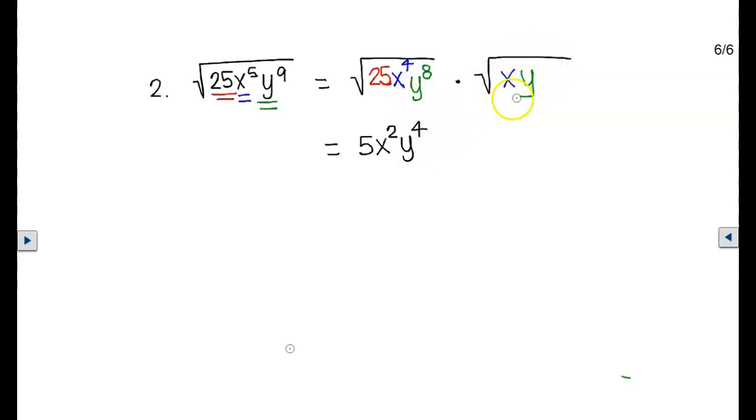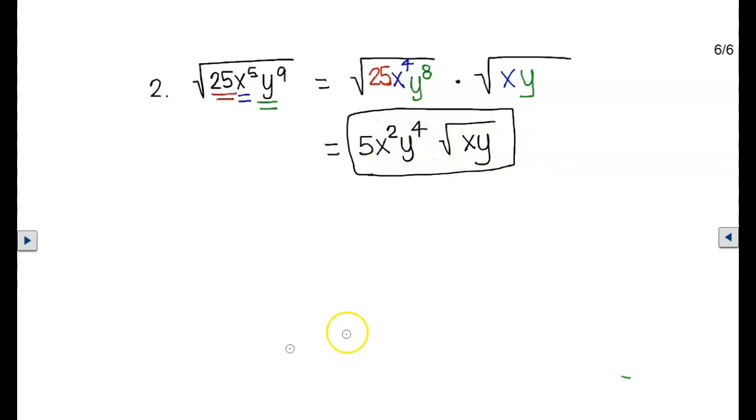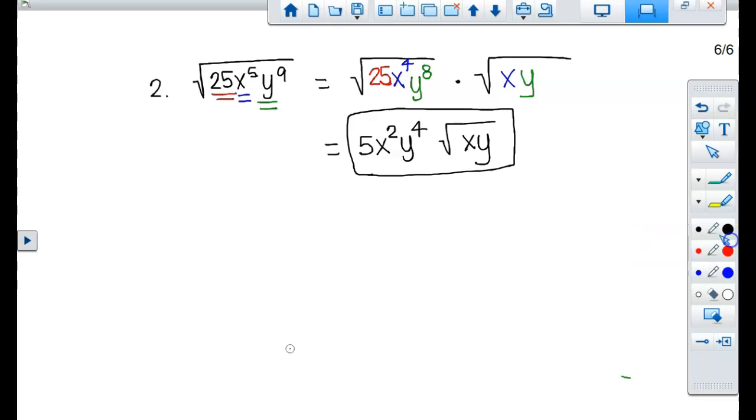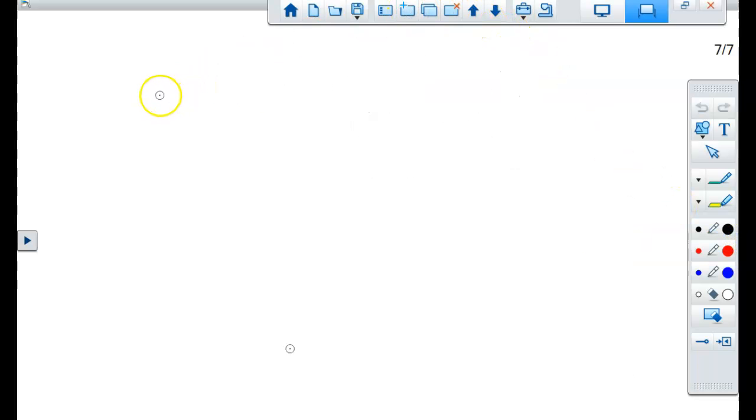And then this is the stuff over here that I am not able to do, so I just bring down that square root into my answer. Here is my simplified version of this radical: 5x squared y to the 4th times the square root of xy. I want you to notice how I'm taking one piece of the puzzle at a time as I factor the coefficient and then each variable. And notice again how we factor it into two radicals, one that we can do, that is a perfect square, and one that we can't do.